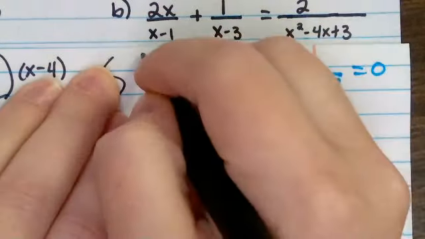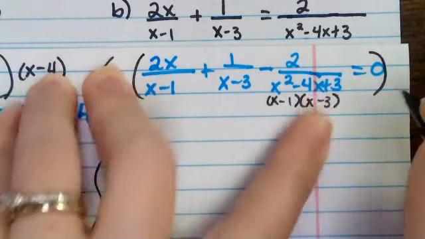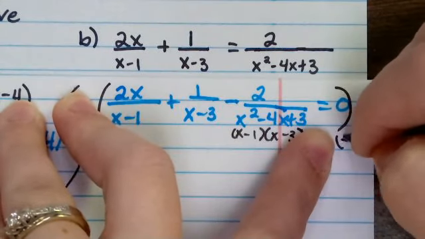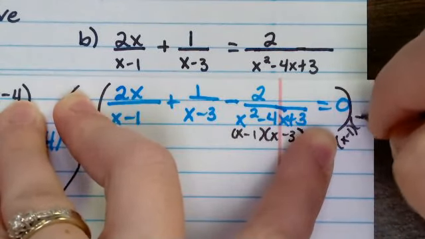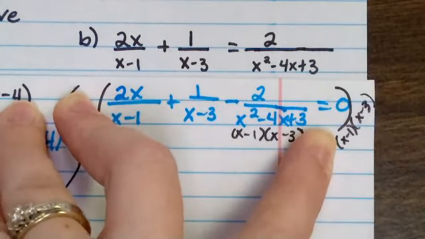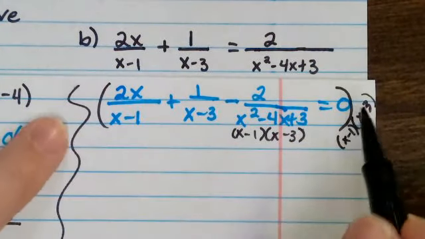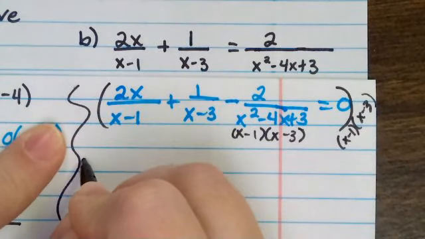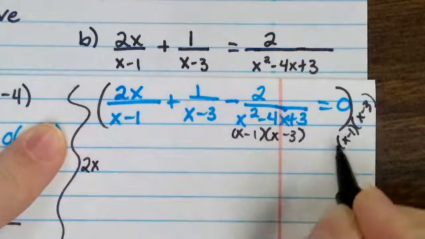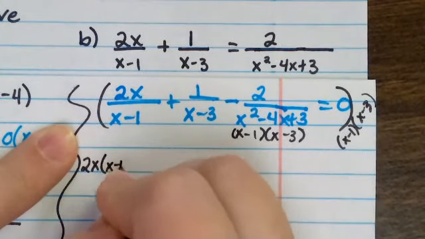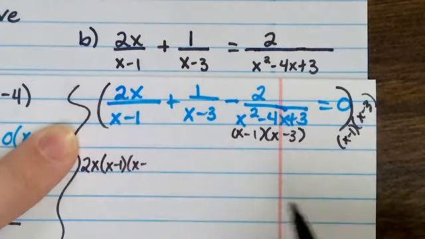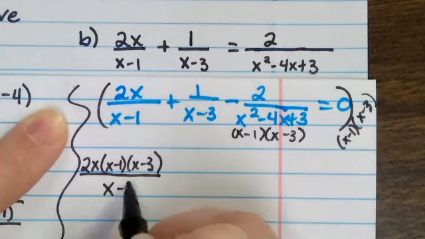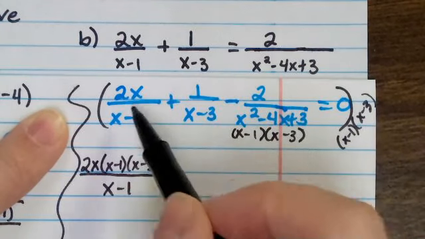So here we go. We're going to multiply this whole thing through by, and I don't really have a lot of space to write this, but we're multiplying the whole thing by x minus 1 times x minus 3. Okay? All right, so look here on my next line. I'm going to write the whole thing out, though a lot of times I kind of skip this step. But we're going to have that 2x times x minus 1 times x minus 3 over x minus 1. Okay, so that's this one.